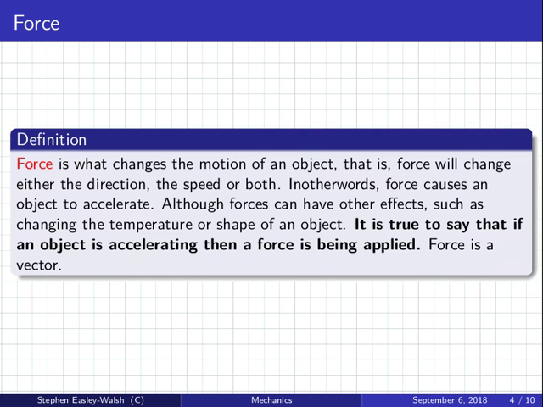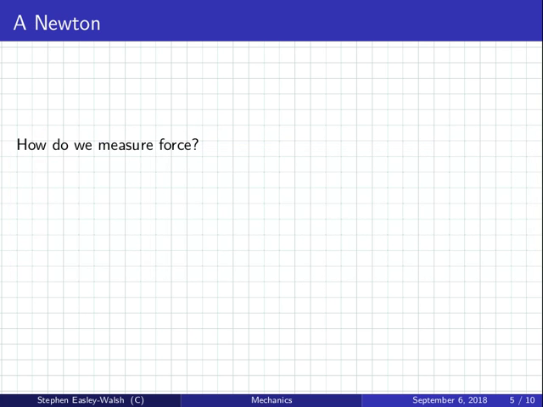Now, next. How do we measure force? Does anyone know the units? I think you do. That's the formula, but the unit for force. Newton, yeah. So force is measured in newtons, and the letter, of course, is N.